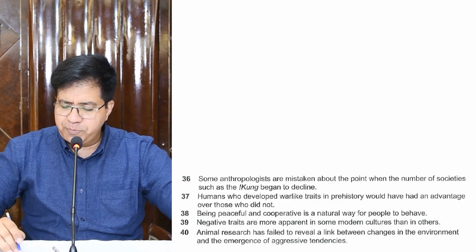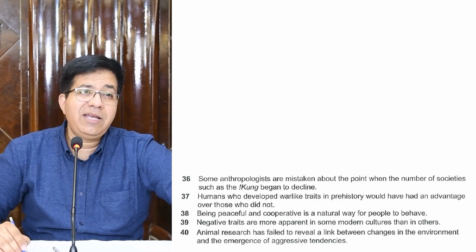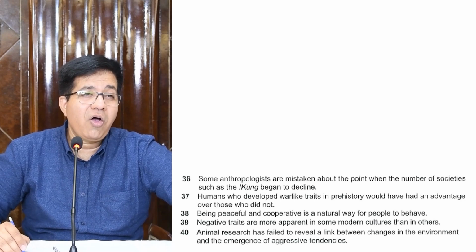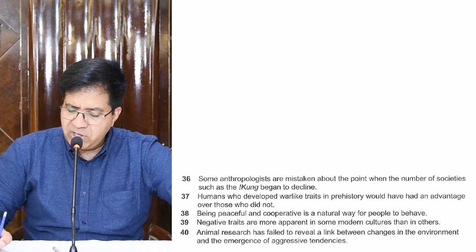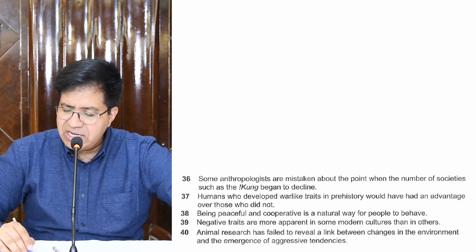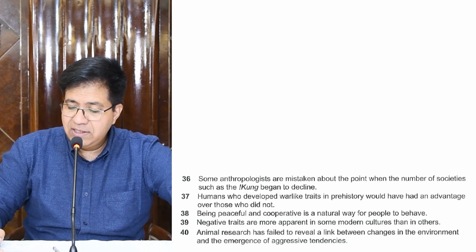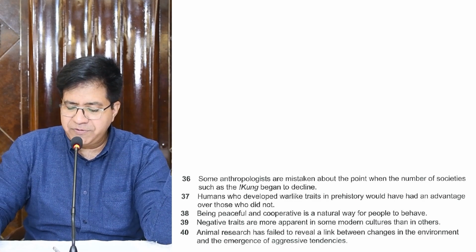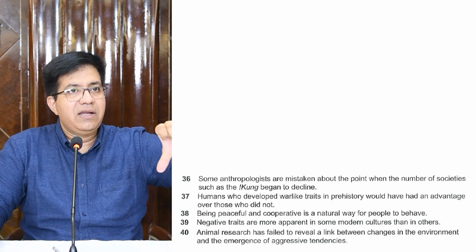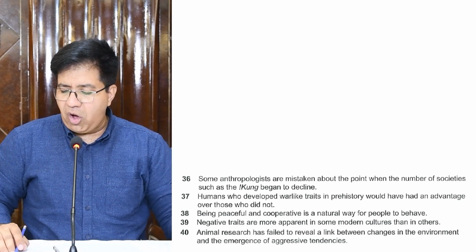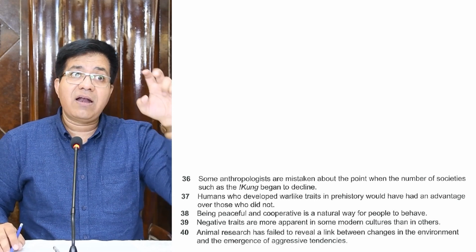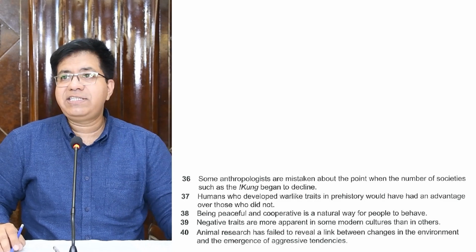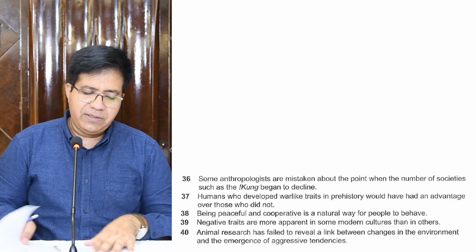Be careful with that. Question number 36. Some anthropologists are mistaken. Underline mistaken. Mistaken means they are wrong. Some anthropologists are mistaken about the point when the number of societies such as Kung began to decline. So underline when. When means the time the number of societies such as Kung began to decline. Now if anthropologists are wrong about when the societies began to decline, the answer is yes. If they are right, the answer is no. And if they don't tell us right or wrong, then it is not given.